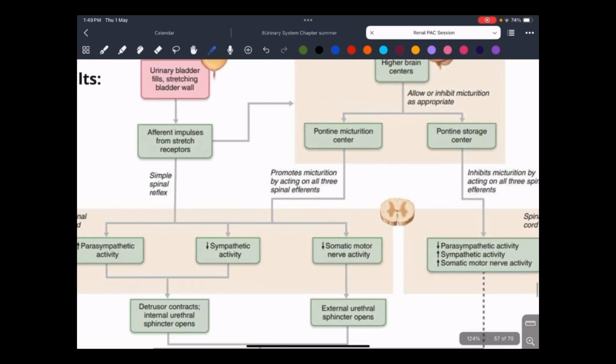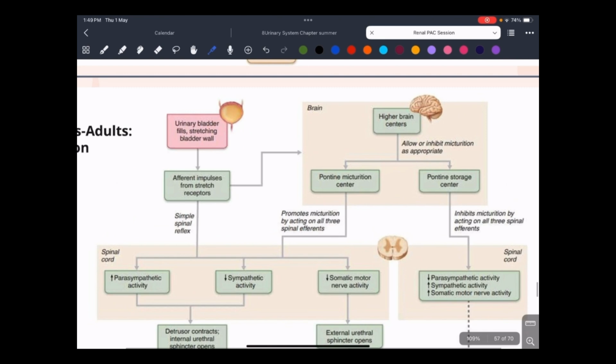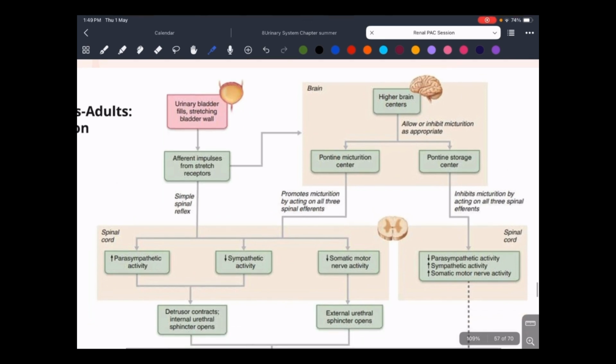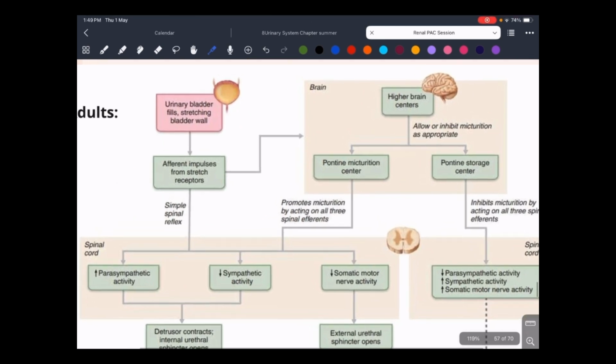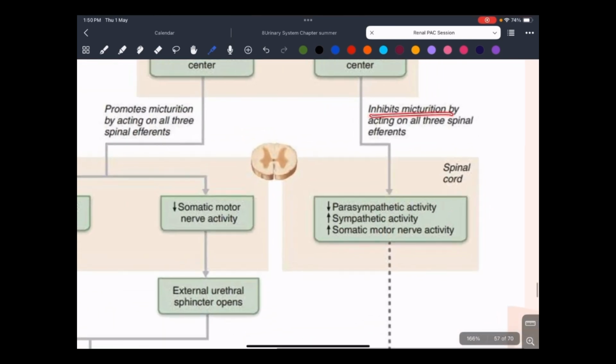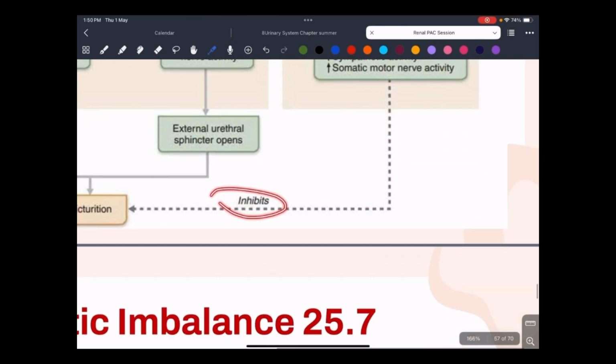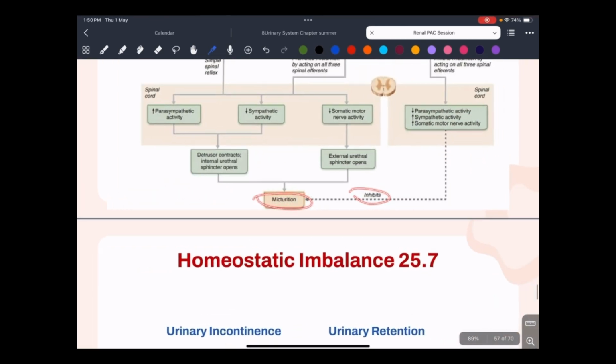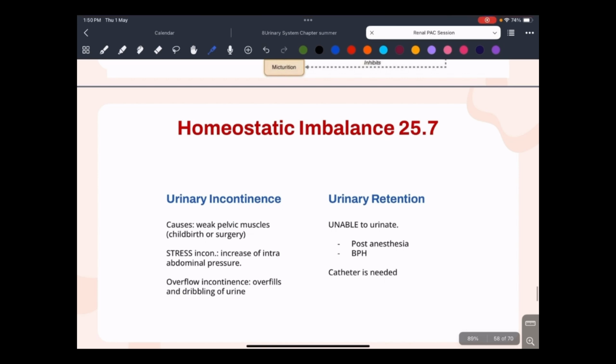Let's say I am in a situation where I cannot go to the bathroom, urination is inappropriate, then the impulses that go to the brain will activate the pontine storage center. It's going to tell you, no, I'm going to store my urine for now. And what's going to happen is that it inhibits micturition by cancelling these 3 criteria, and thus no micturition occurs. I hope I made it simple. I repeated it a lot so that it sticks.